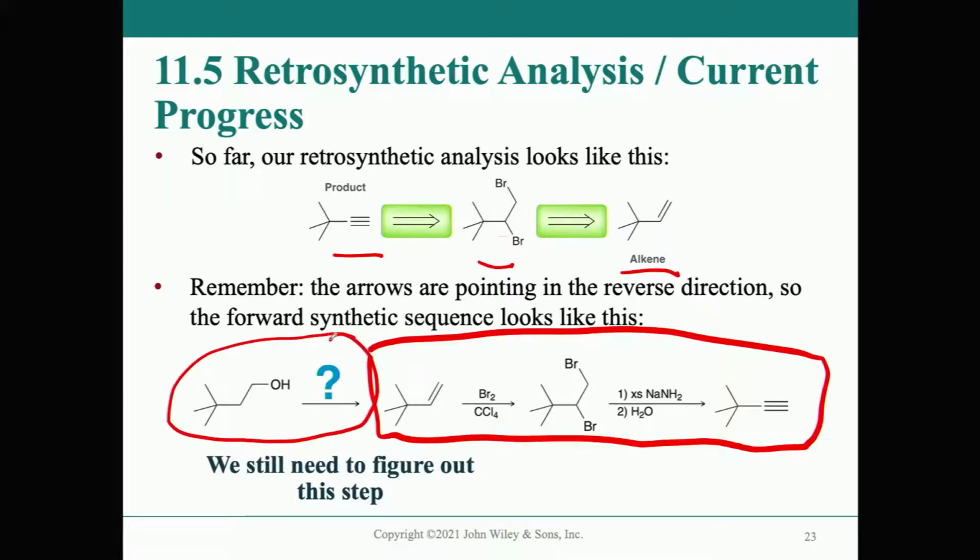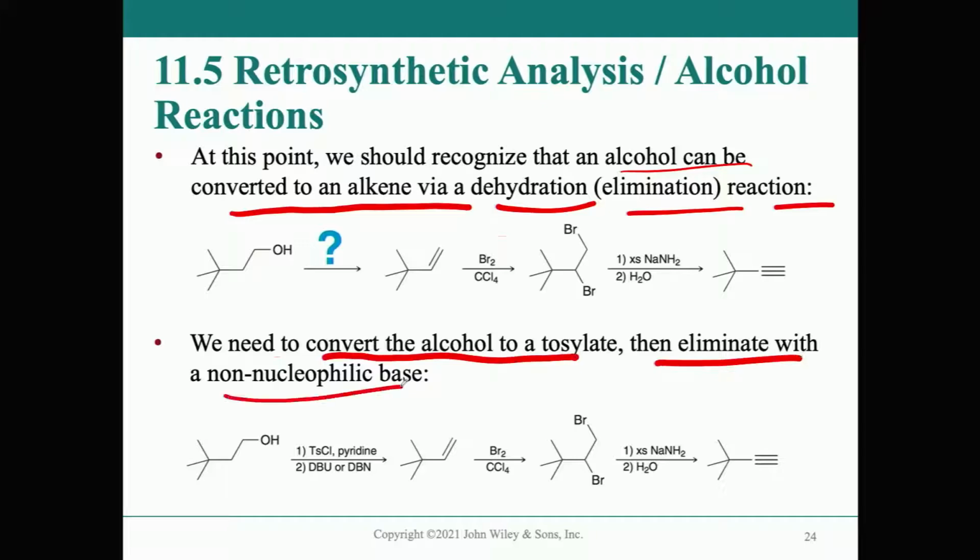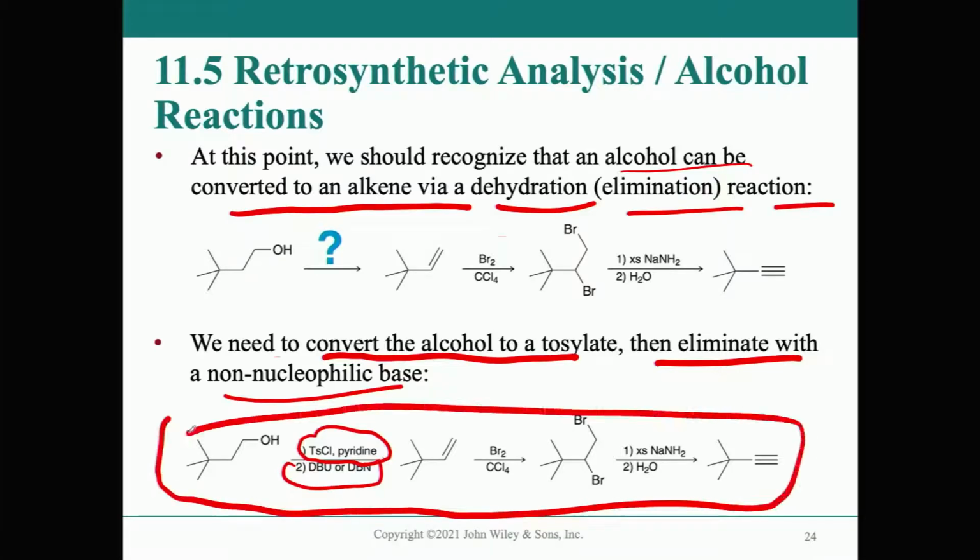How do we get an alcohol? How does an alcohol change to the alkene? At this point, we should recognize that an alcohol can be converted into an alkene via a dehydration, an elimination reaction. How do we do that? Well, the first step is to convert the alcohol to a tosylate and then eliminate it with a non-nucleophilic base. So here's our tosyl chloride to make a tosylate with pyridine, and the DBU or DBN non-nucleophilic base. And we've completed the entire retrosynthetic analysis.